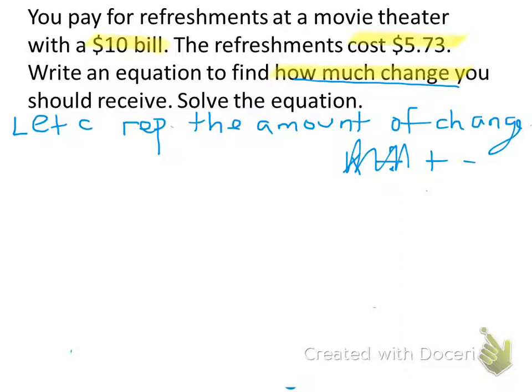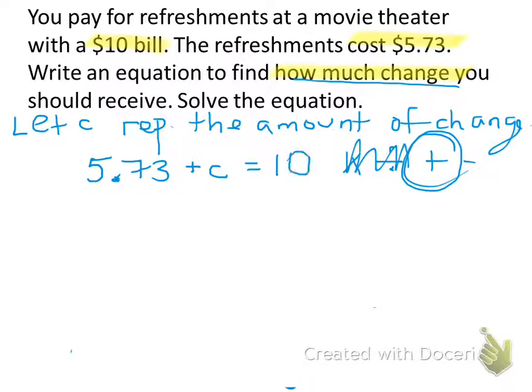So I've paid for refreshments at a movie theater with a $10 bill. The refreshments cost $5.73, and I'm trying to figure out how much change I should have. Well, I know that $5.73 plus whatever my change is should be equal to $10. So in this situation, I'm going to choose the operation of addition. And I'm going to write my equation as $5.73, which is the amount it cost me, plus C, the amount of change I should get, should be equal to $10.